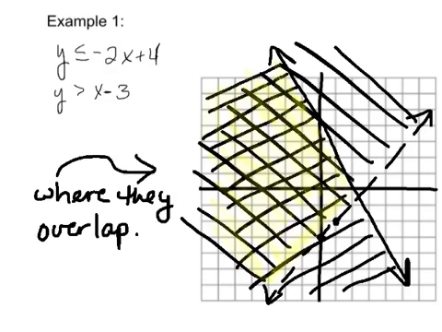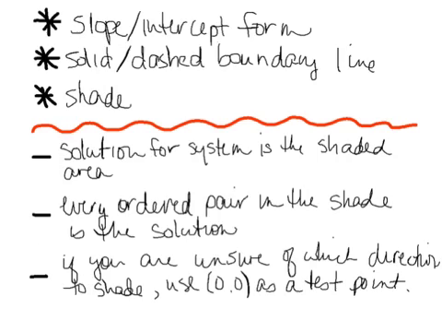Let's try another one. I've made some notes. Everything has to be in slope-intercept form. You need to make sure you draw your solid and dashed boundary lines, and you have to shade in the right direction. Like I said in the first slide, the solution for the system is the shaded area. Every ordered pair in the shaded area is the solution. If you're unsure of what direction to shade, use your origin as a test point.